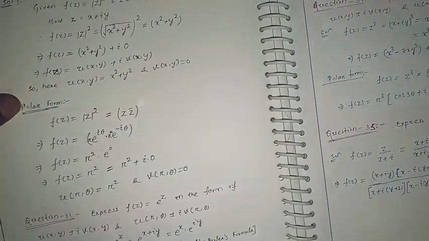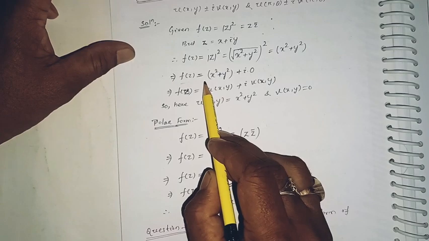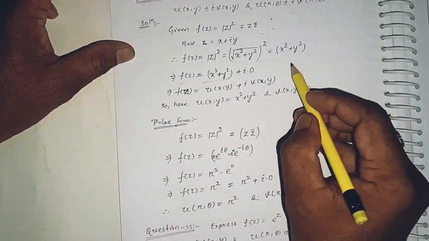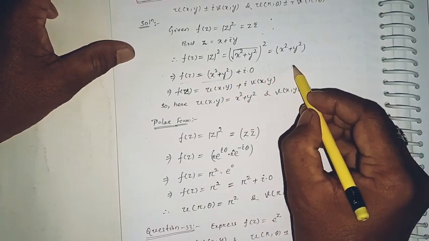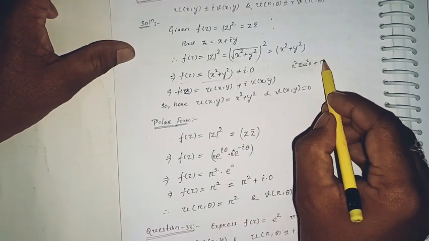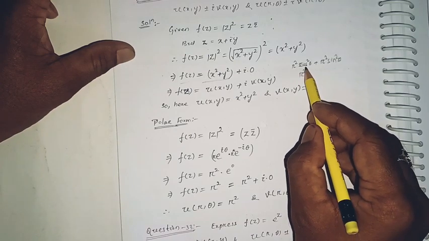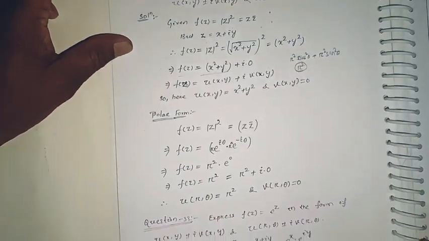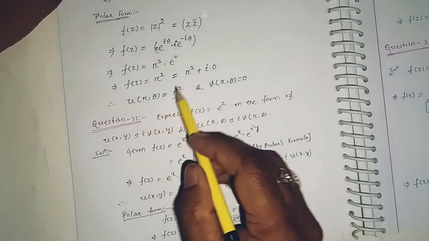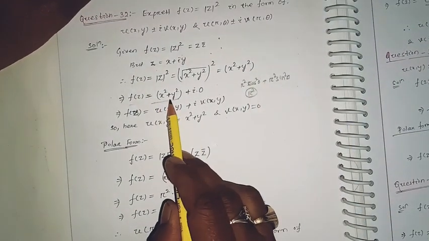Similarly for this question number 32, here you can see f(z) equal to x square plus y square. X square plus y square is nothing but r square. If I put x equal to r cos theta, it will be r square cos square theta, plus y will be r sin theta, so r square sin square theta. If I take r square common, then cos square theta plus sin square theta is 1, so what we found in the polar form is r square. So likewise, here if I put this in place of r square, we can find this one also, right?